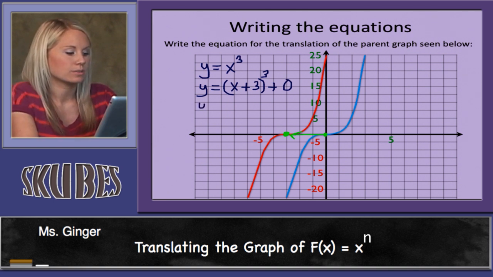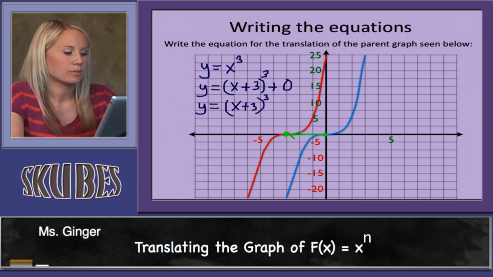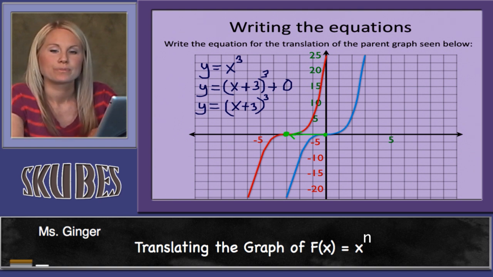Now when I simplify this, we don't have to have that plus 0 because we're adding nothing, no amount. So we can simplify to just simply y equals (x plus 3) cubed. And this concludes our lesson on translating the graph of f of x equals x to the n.